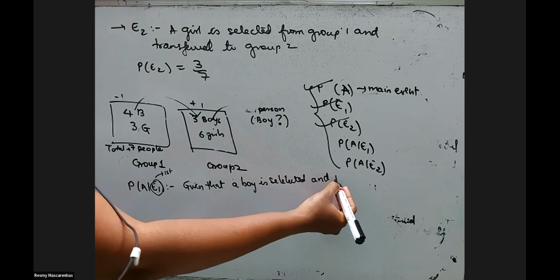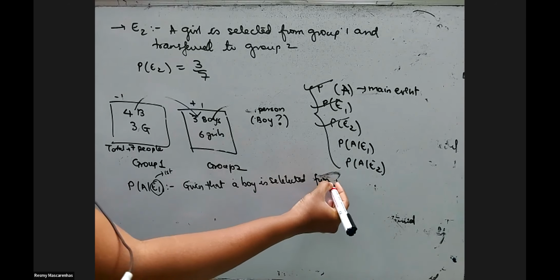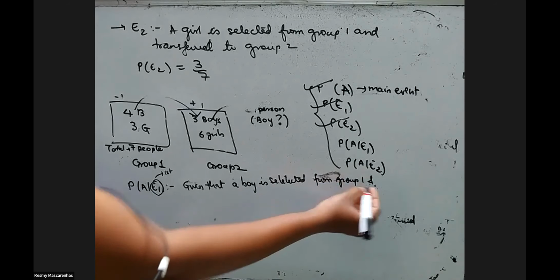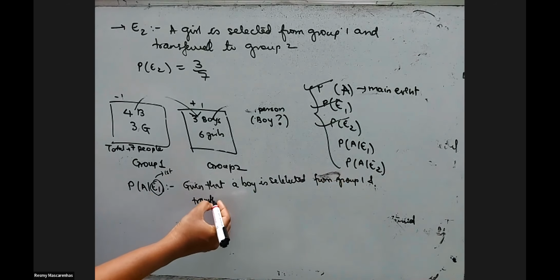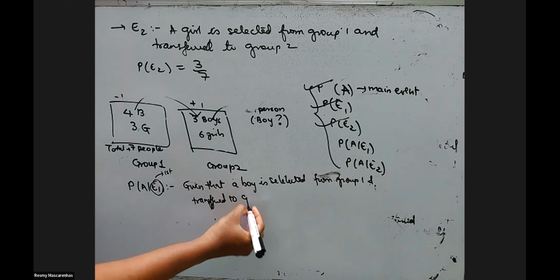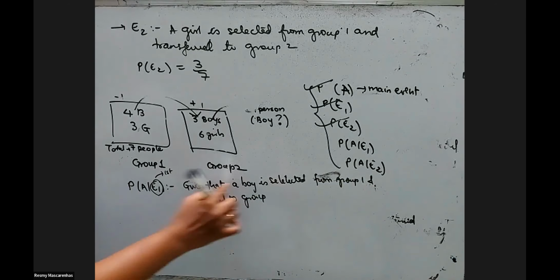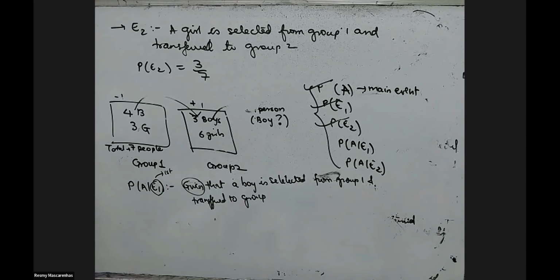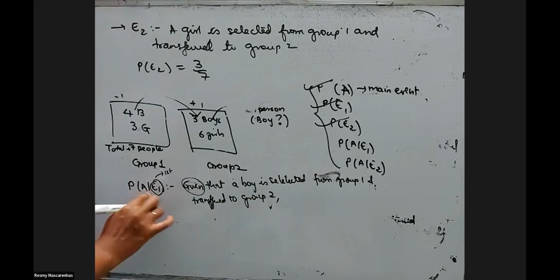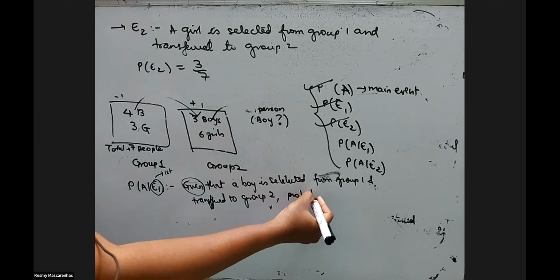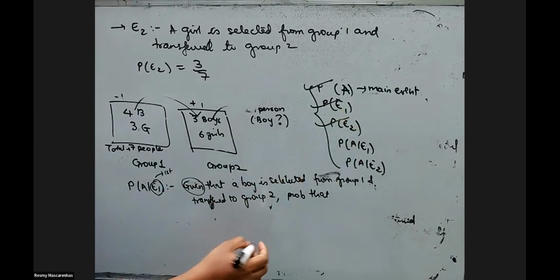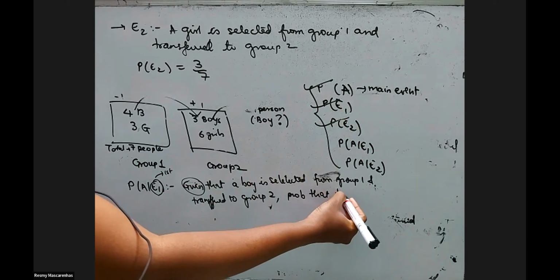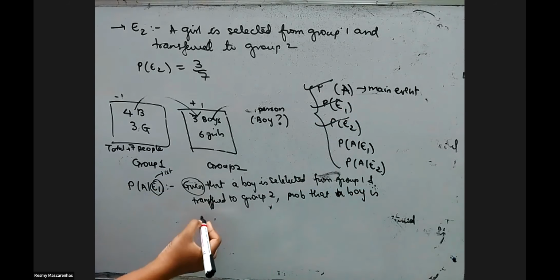and transferred to group 2. Write that same E1 again. You just have to add the word given. Write whatever you wrote for E1, you just write it here. Group 2. Now, the probability that, what is A, the main event you had selected, that a boy is selected from group 2.